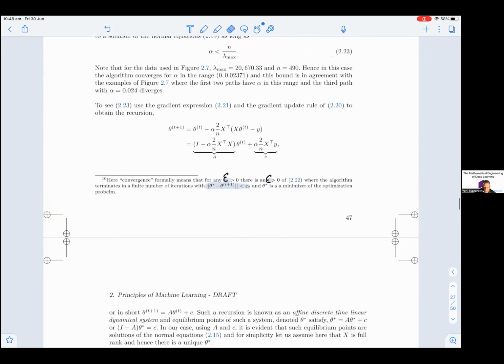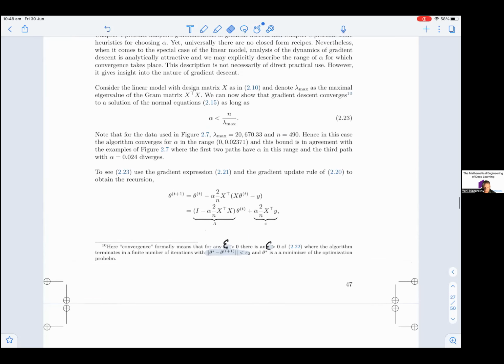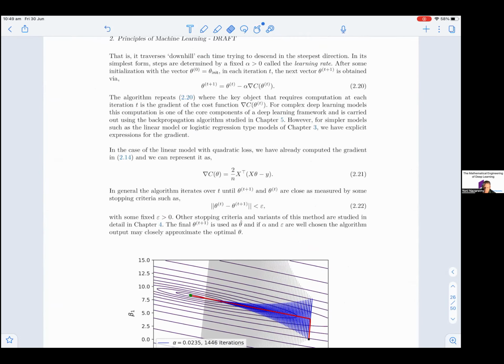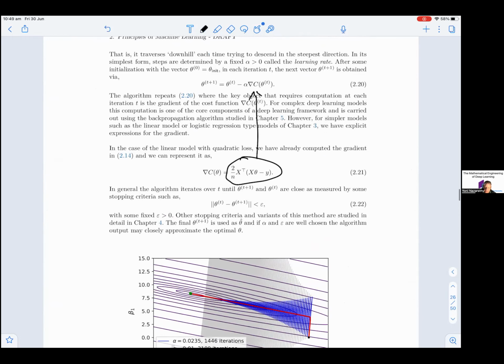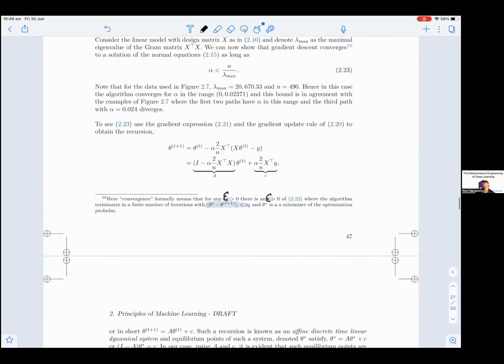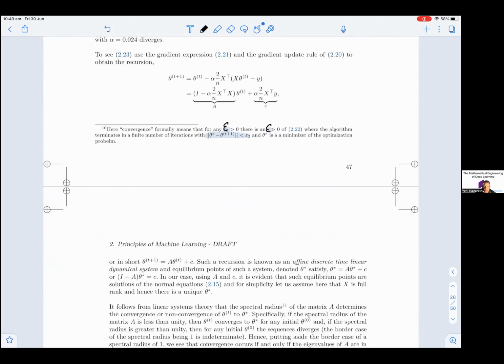To see 2.23, let's get now a proof of 2.23, using the gradient expression 2.21. So we have the gradient expression here, 2.21. So we can take this gradient expression and stick it inside here. That's what we're going to do. And using the gradient, up to the rule of 2.20, we obtain the recursion. So theta t plus 1 is theta t minus the learning rate times the gradient evaluated at theta t. And we can rearrange this as an affine expression, theta t plus 1 in terms of theta t, where we have a matrix A and a vector C.